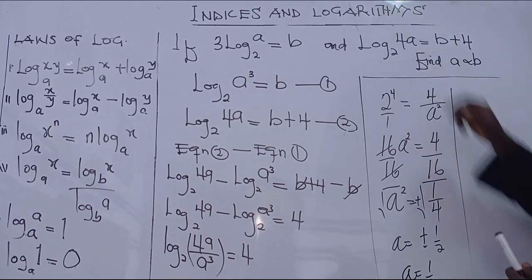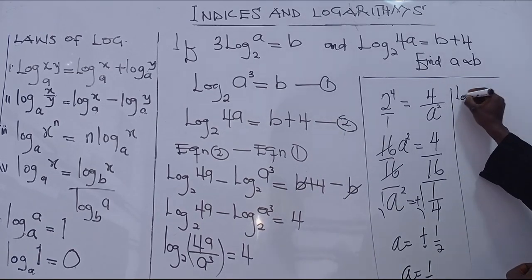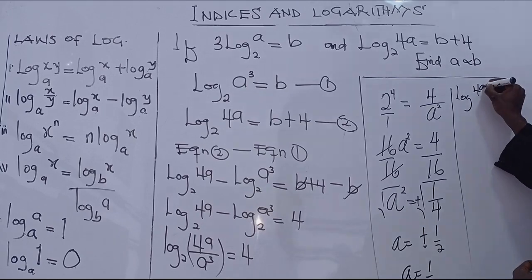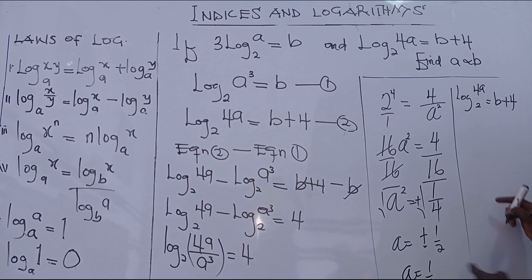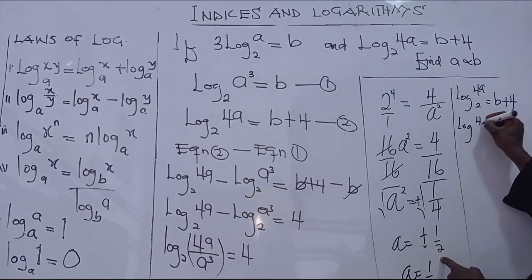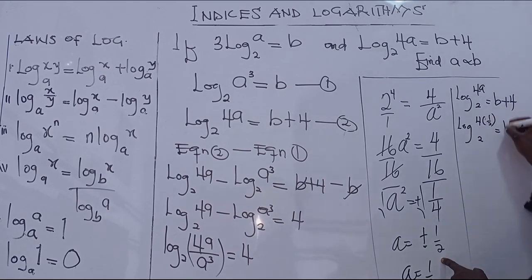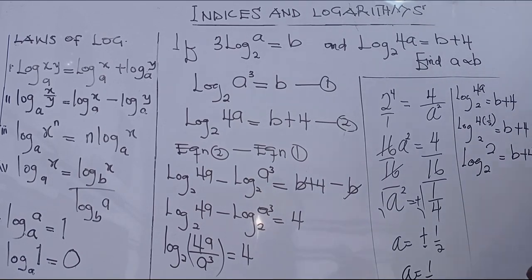Now that we know the value for a, we can find the value for b. So let's substitute it into equation 2. So we have log of 4a to the base of 2 is equal to b plus what? 4. Our a is what? Half. So we have log of 4 multiplying 1 over 2 to the base of 2 is equal to b plus 4. So we shall have log of 2 to the base of 2 is equal to b plus 4.